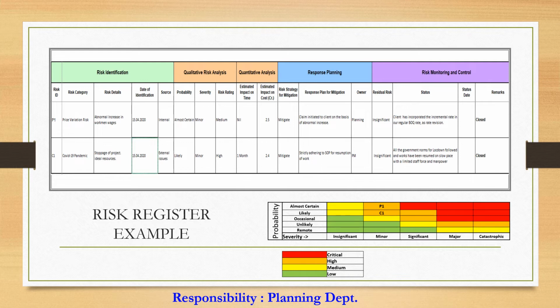We will see one example, the COVID-19 pandemic. The risk will be stoppage of the project and idle resources. Yes, this risk comes from external issues. The probability and severity of the risk are likely and minor. Based on this, we identify the risk rating as high. Also, the cost impact is 2.4 crore. So the risk needs to be mitigated.